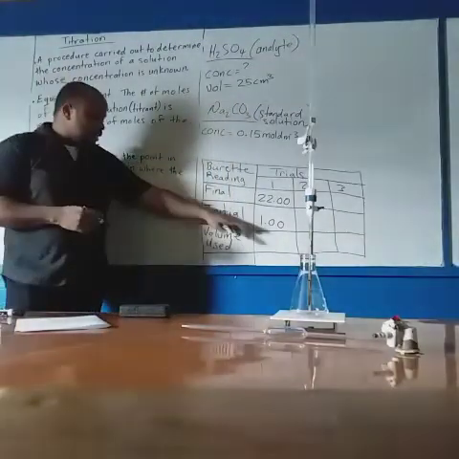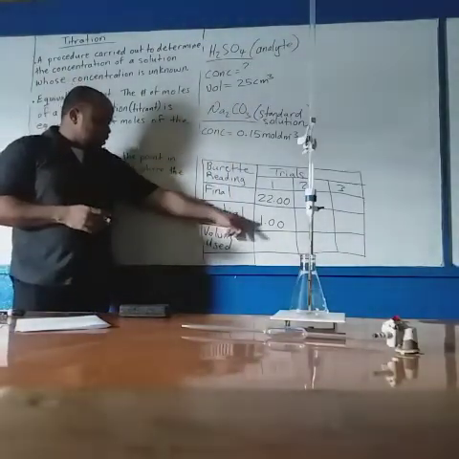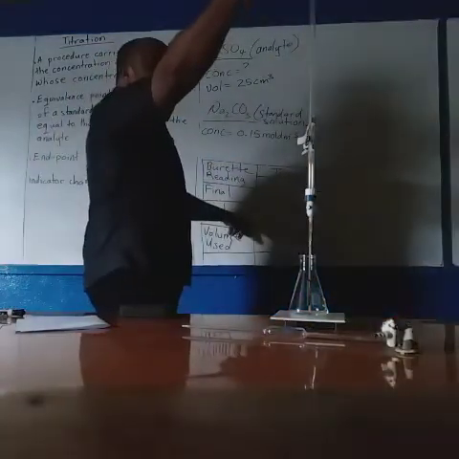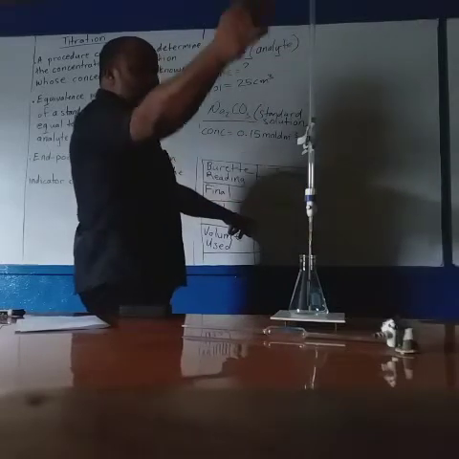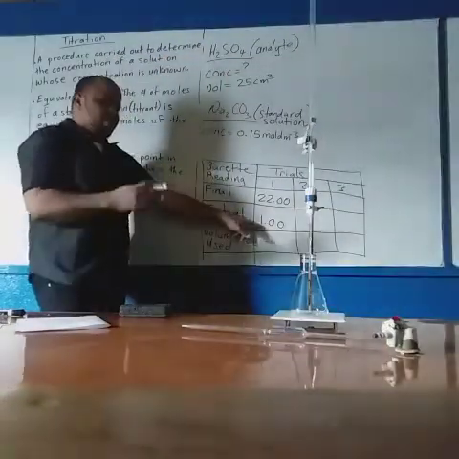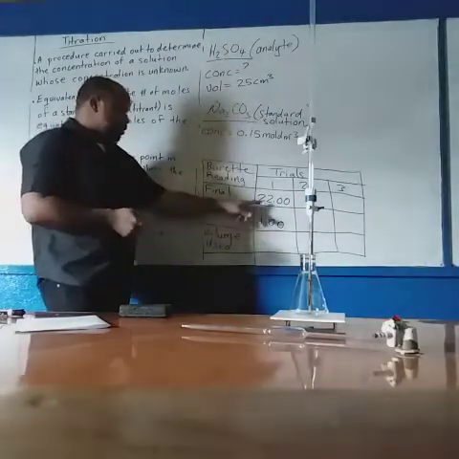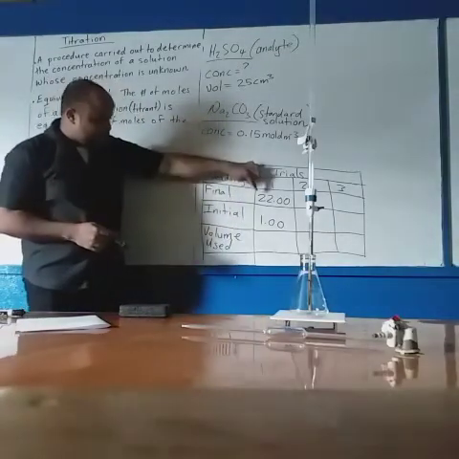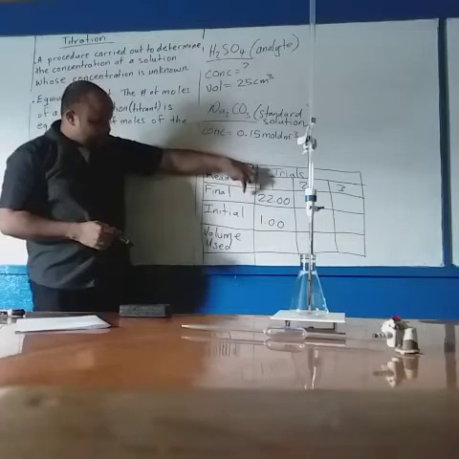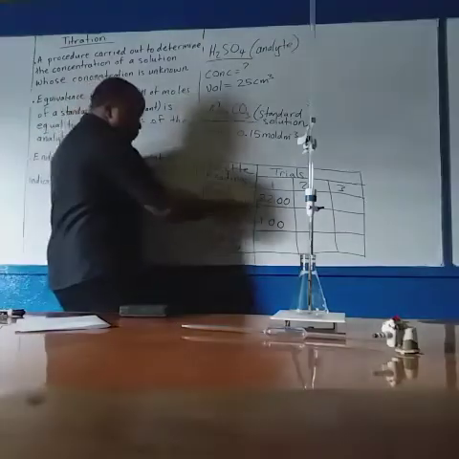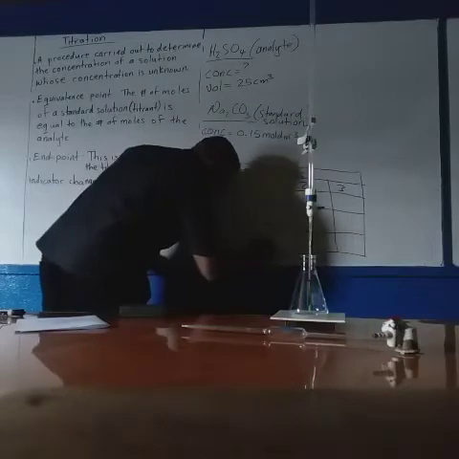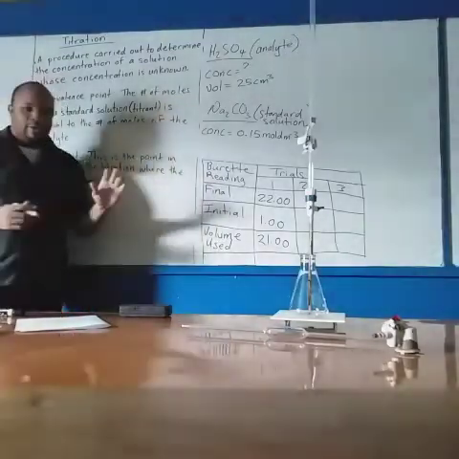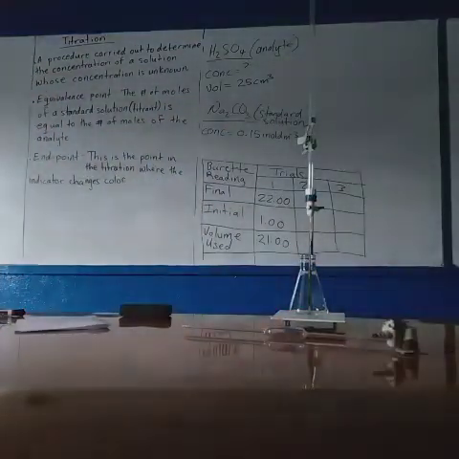So at the start of the titration, the initial reading was 1 cm³, because the burette, at the top it starts at 0 and down here is the 50. So we filled it up, it was 1. When we got the color change and stopped it, it was at 22. So the volume used would be the final volume minus the initial. 22 take away 1 will give you 21. So the volume used there would be 21.